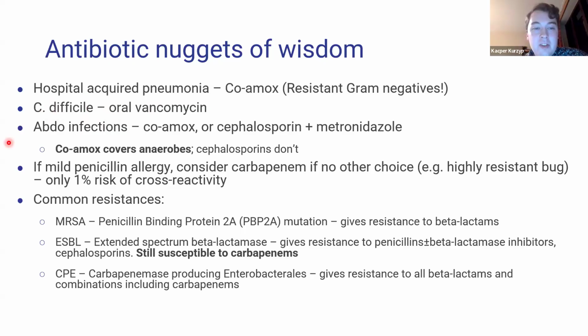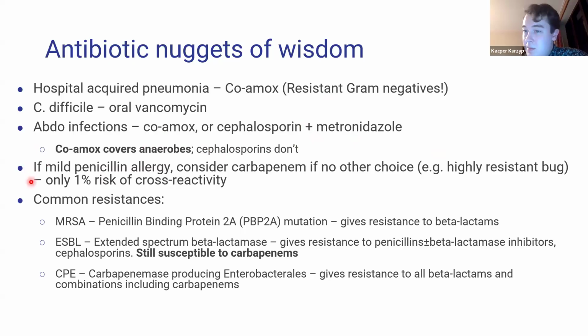For your abdo infections, you do either Coamox or cephalosporin with Metro. And why do you do that? That's because you need to cover anaerobes, your bacteria which do not use oxygen. Now, Coamox covers anaerobes, cephalosporins do not. That's why you need to add metronidazole.